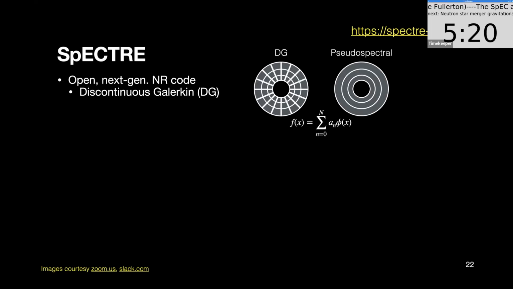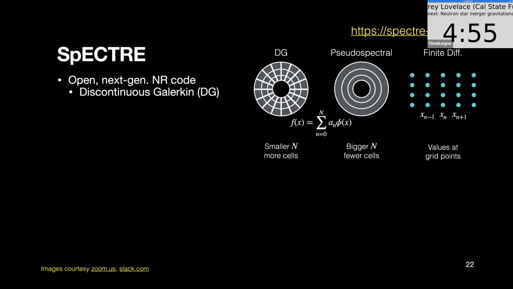use a few cells that are very big, like spherical shells, and DG tends to use lots of cells that are very small. DG has an advantage that the cells only need to talk to their immediate neighbors. I'll say more about that in a second, but basically DG and spectral methods are sort of limiting cases of the same general idea, where DG has more cells with a smaller order in the series expansion, and spectral methods tend to have fewer cells with a bigger N in that series. Versus finite differencing, you can think of that as a limiting case where basically there's just one number at each point.